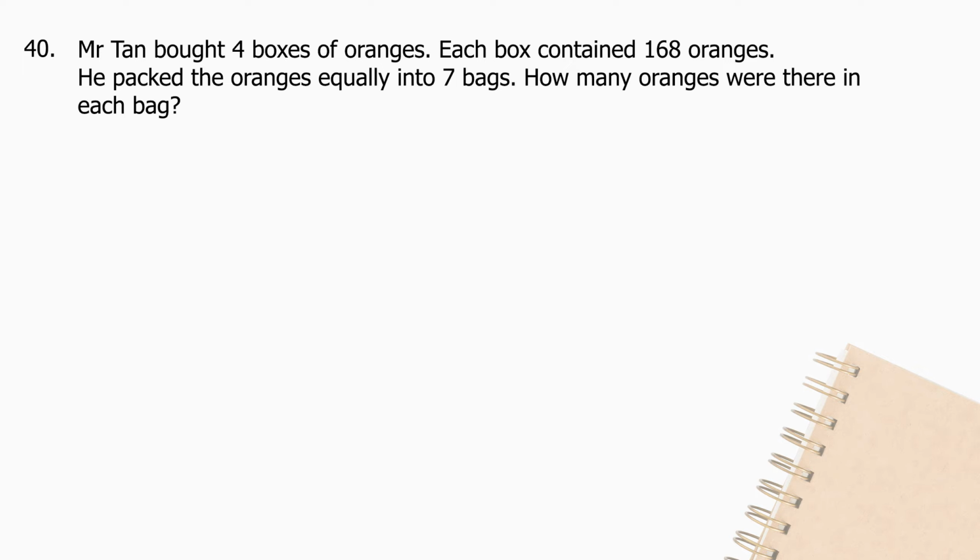Question 40. Mr. Tan bought 4 boxes of oranges. Each box contained 168 oranges. He packed the oranges equally into 7 bags. How many oranges were there in each bag?